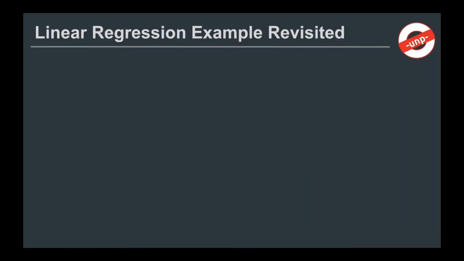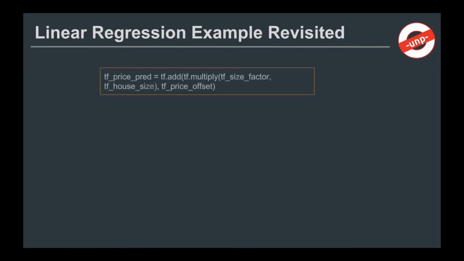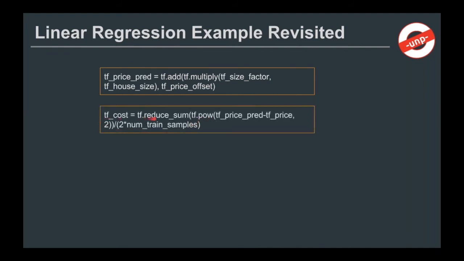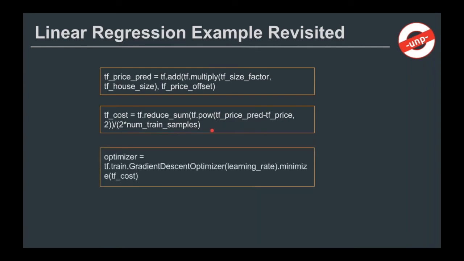Okay. So if I revisit the linear regression example that we did last session, this is some TensorFlow code that we stepped through, wherein the prediction is nothing but the multiplication of the size factor and the house size added up to the price offset. Okay. How did we compute the cost? We were doing squared errors. So our prediction minus our true price squared, sum it up, and then divided by the number of total training examples that we saw. Okay. We used gradient descent optimizer with a learning rate to minimize our cost.